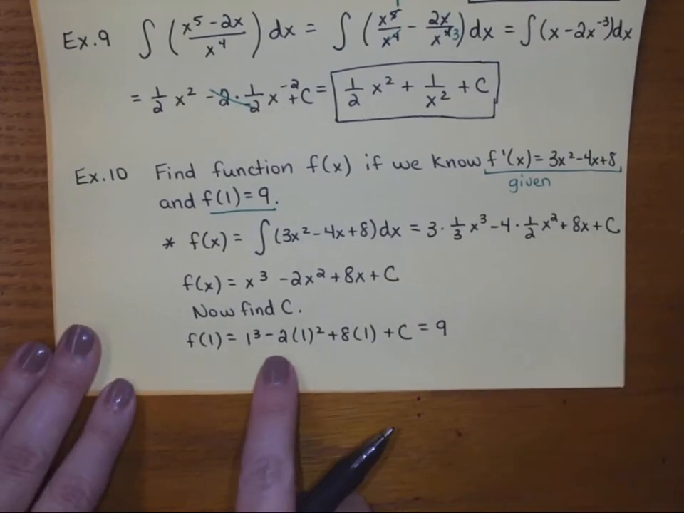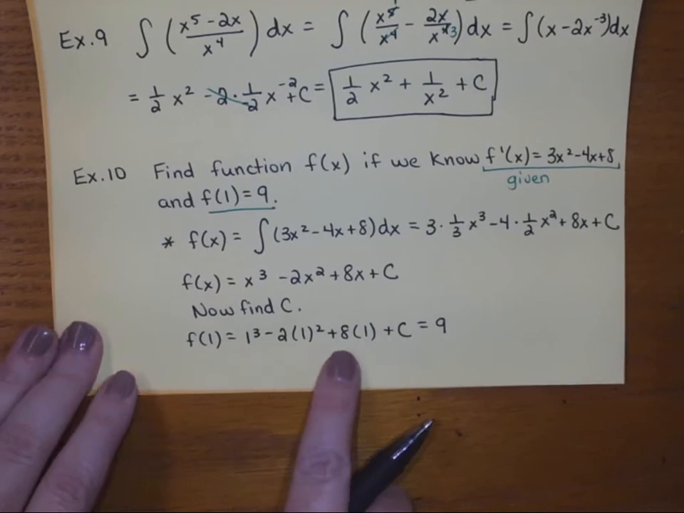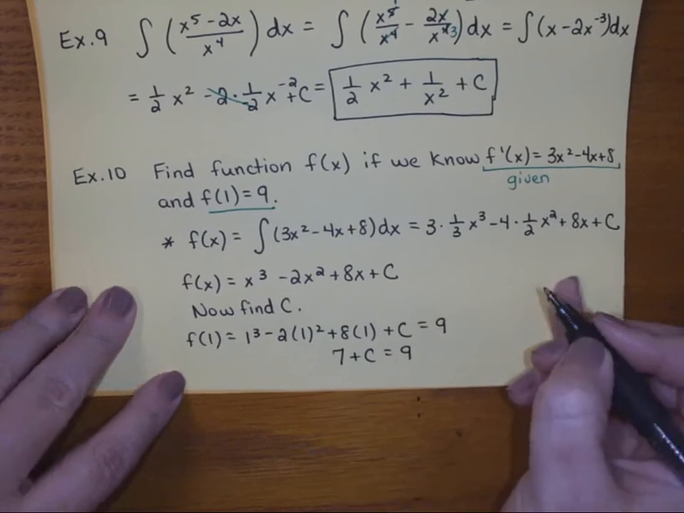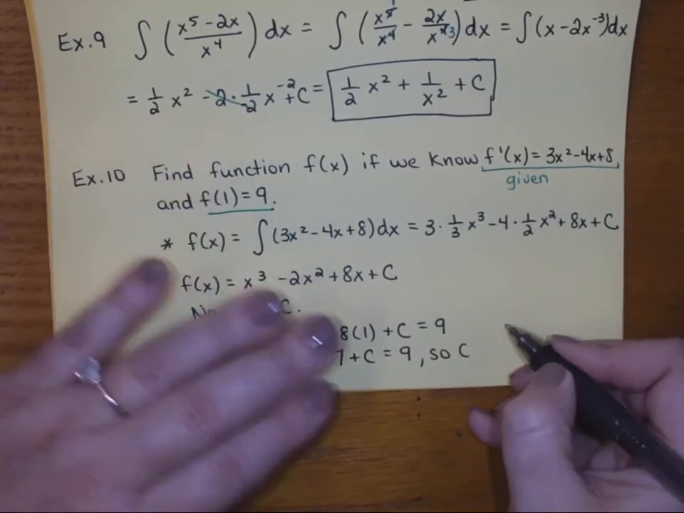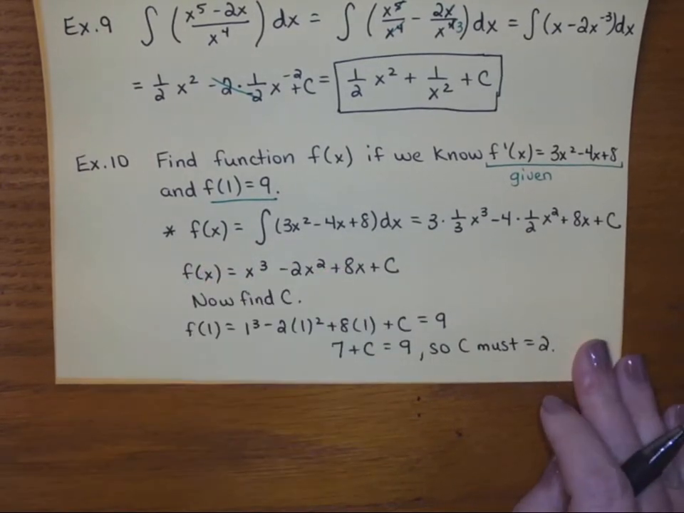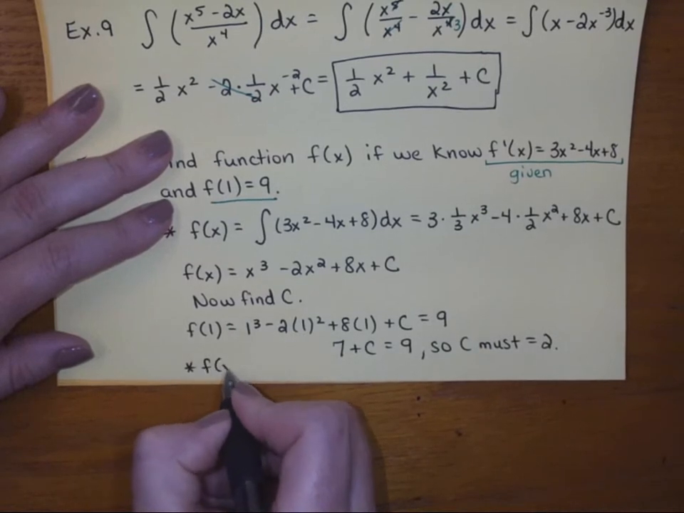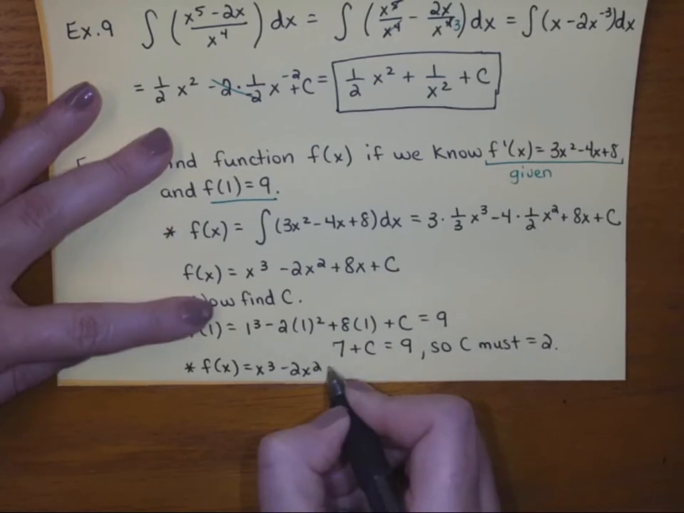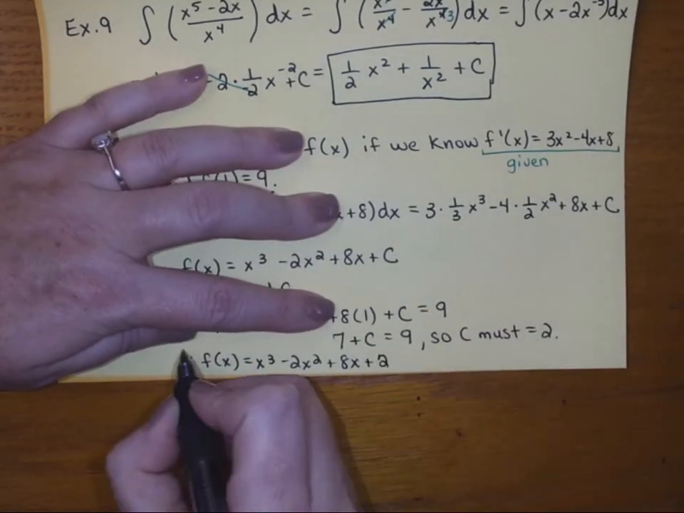So use your calculator and figure all this out, or you could probably just do this one in your head, right? 1 minus 2 plus 8 is just going to be 7. So 7 plus c equals 9, right? So what must c have been? C must equal 2. Because 7 plus 2 equals 9. So in the end, we have a full function now. We know that it was x cubed minus 2x squared plus 8x plus some constant, and now we know that constant to be 2.